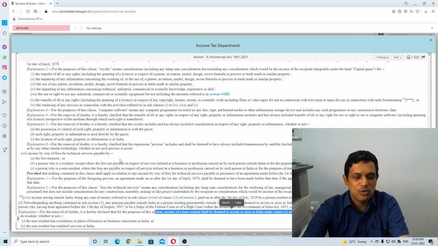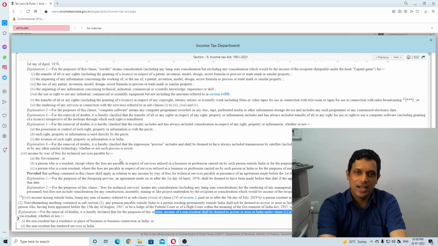So this is a general view which I hope will help you understand Sections 5 and 9 in broad detail.